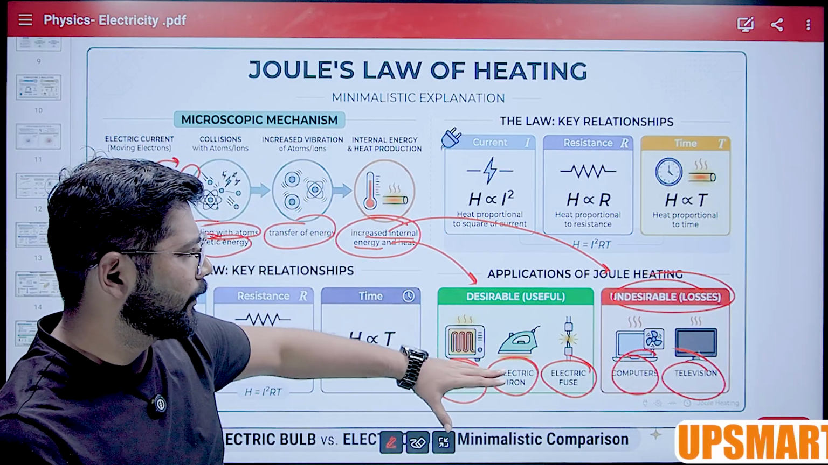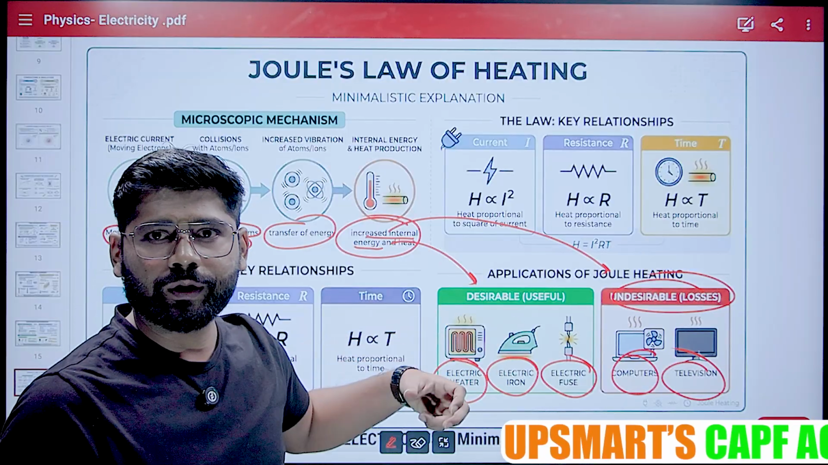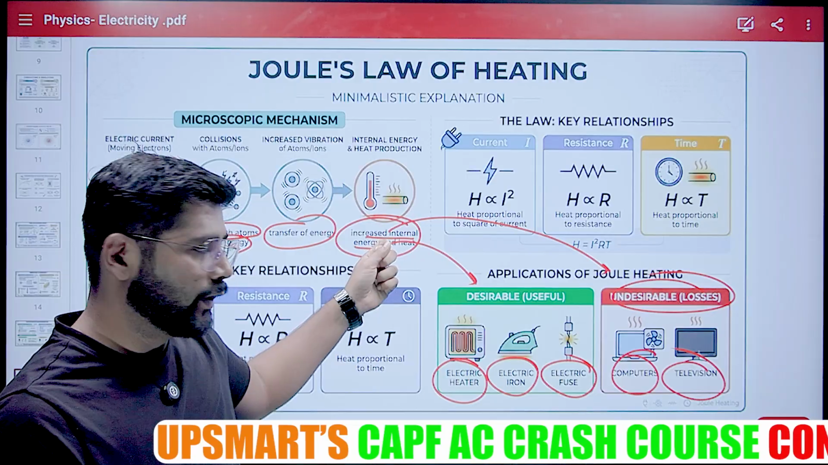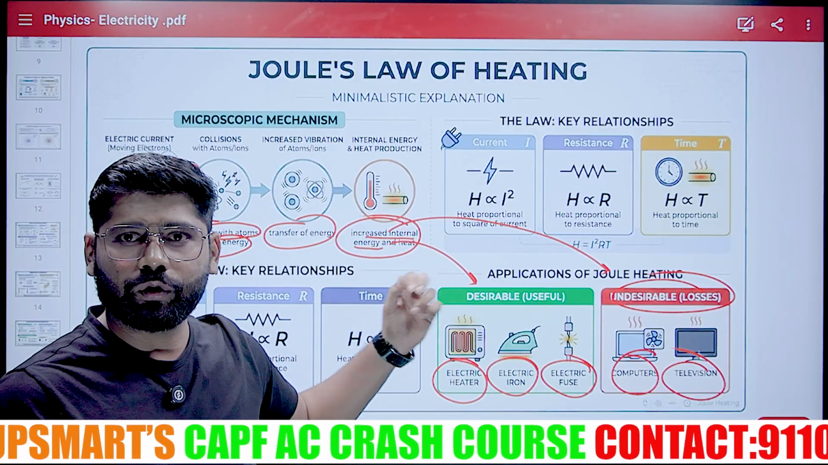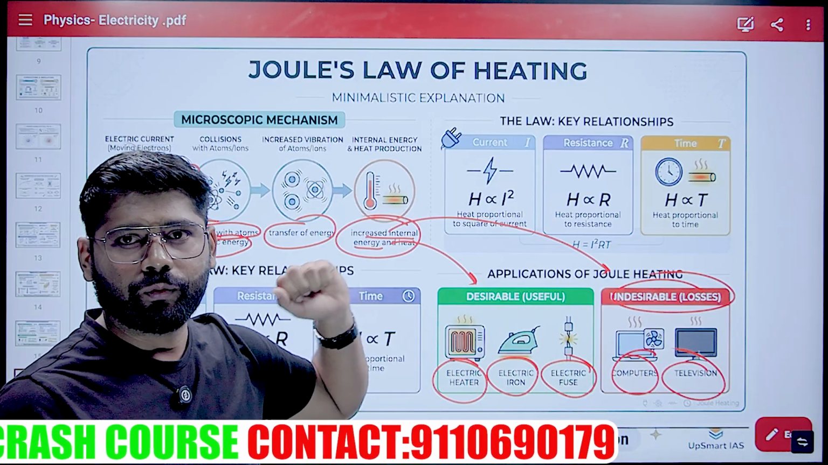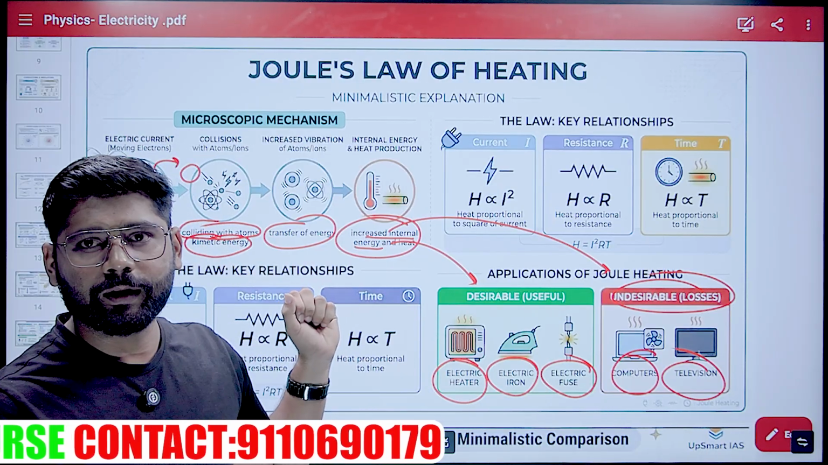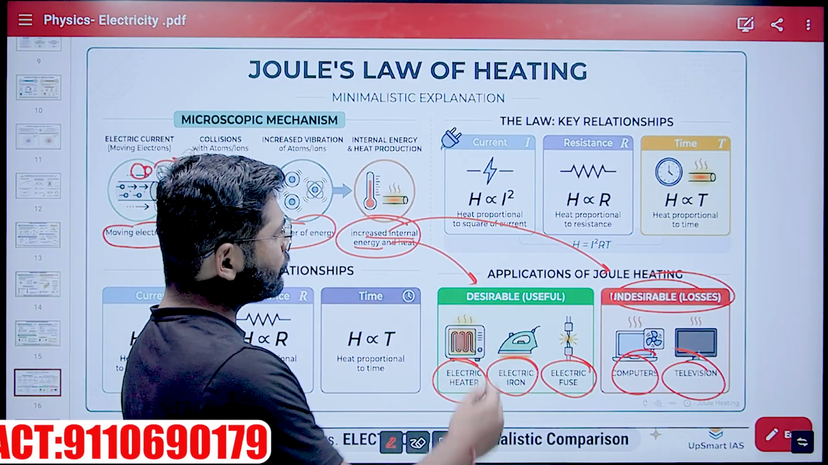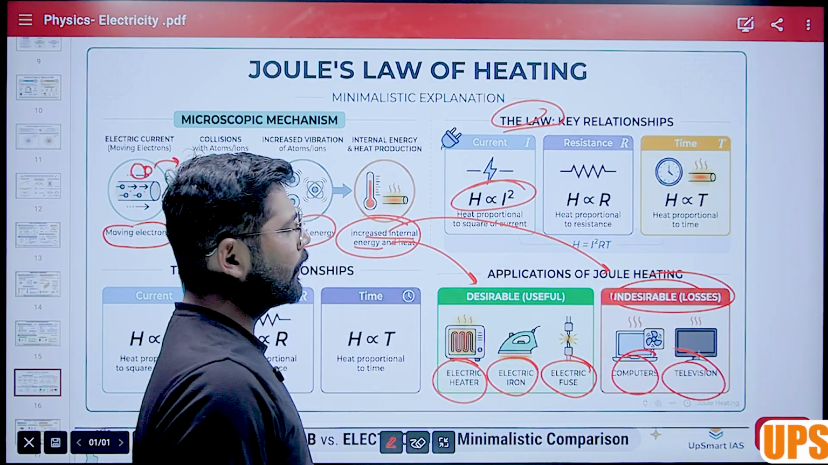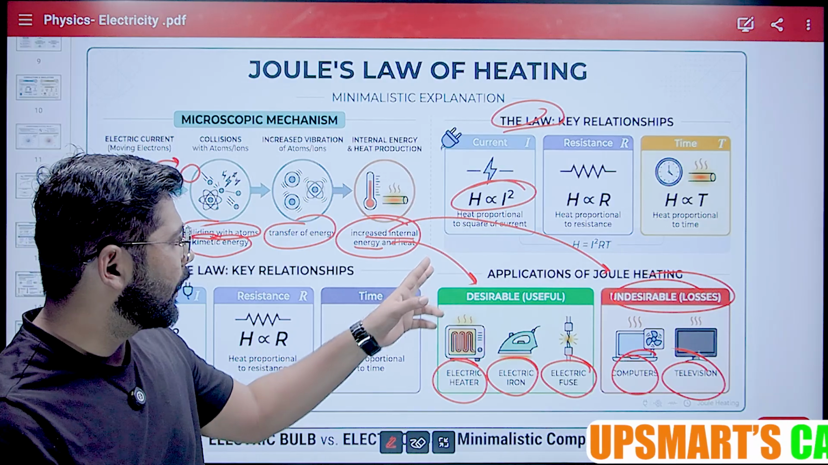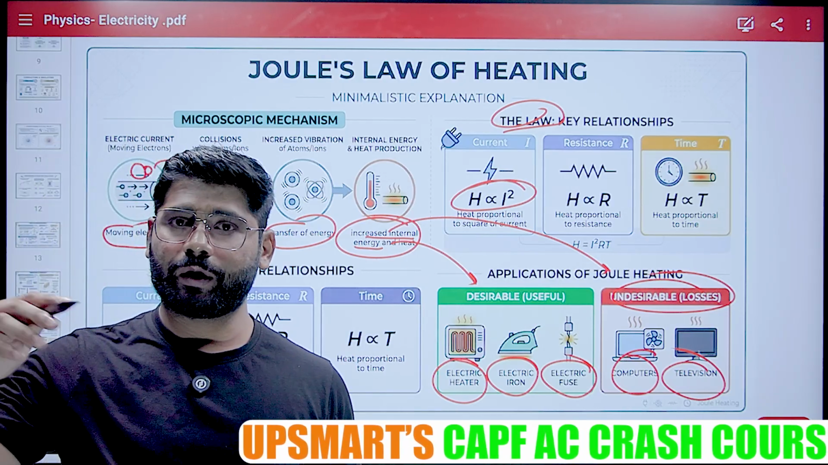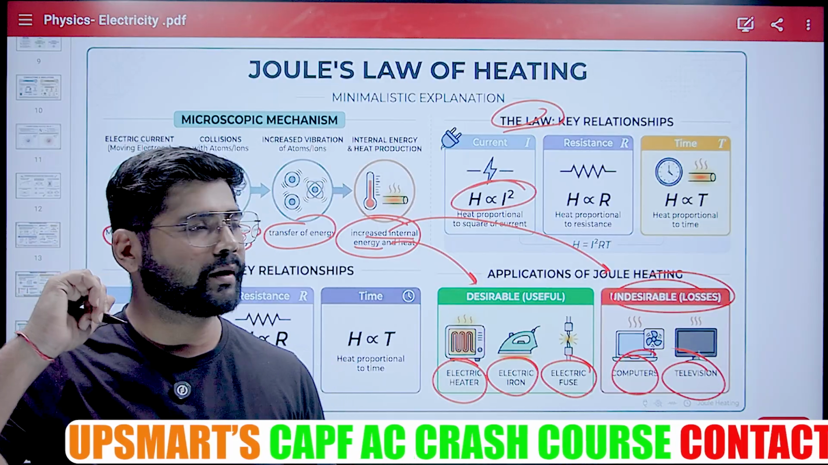So that's why there is a desirable function where we need to produce heat, where we facilitate this increase in heat by facilitating collision of atoms and electrons, and it is undesirable when it comes to devices where we don't need the heat. Okay, so what is the law? Key relation: the heat produced is directly proportional to the square of the current. Means the heat produced will be proportional to the square of the current flowing in the circuit.